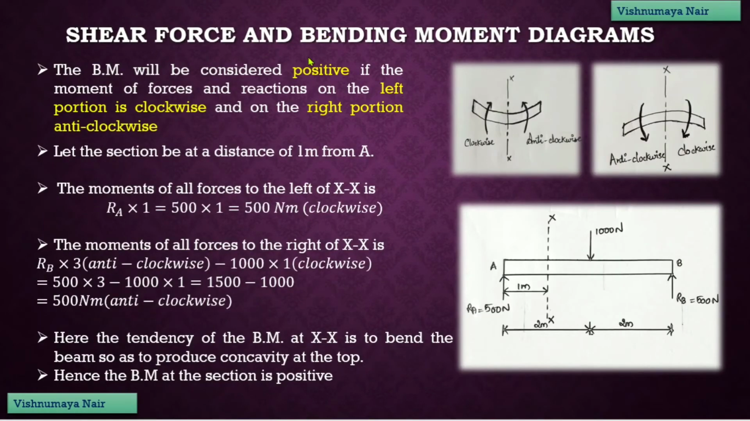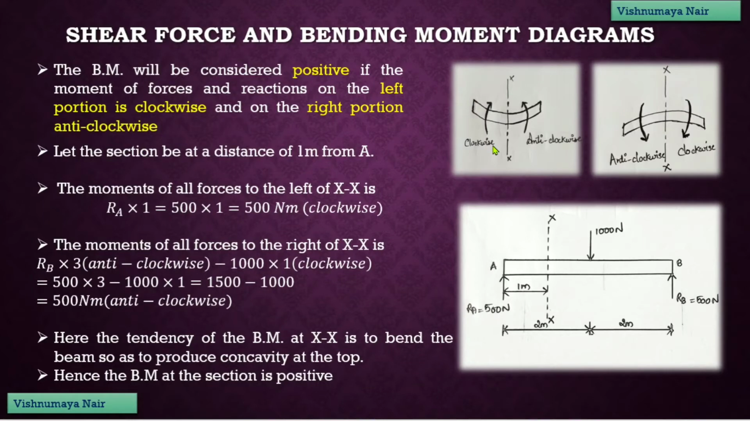We saw that the shear force is positive when the resultant of all the forces on the left side of the section is acting upwards, or the resultant of all the forces on the right side of the section is acting downwards. So we have similar rules for bending moment as well. The bending moment is considered positive if the moment of all the forces and reactions on the left portion of the section is clockwise, or on the right portion of the section is anti-clockwise.